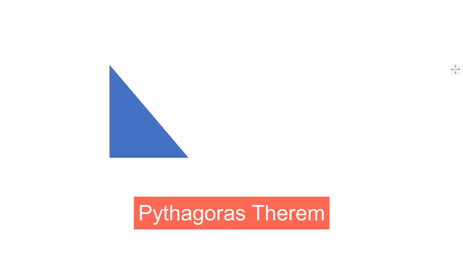You know what a right-angled triangle is. A right-angled triangle is identified by the presence of a right angle, that is a 90-degree angle when measured with a protractor. Any triangle having one angle equal to 90 degrees is called a right-angled triangle.